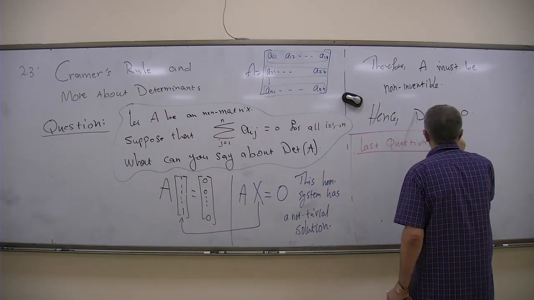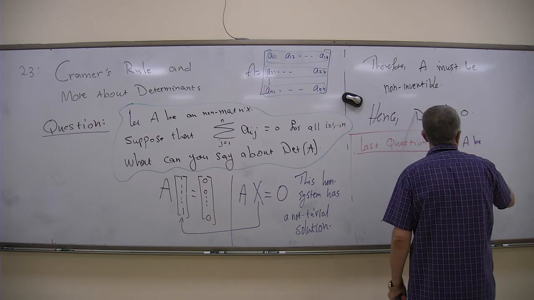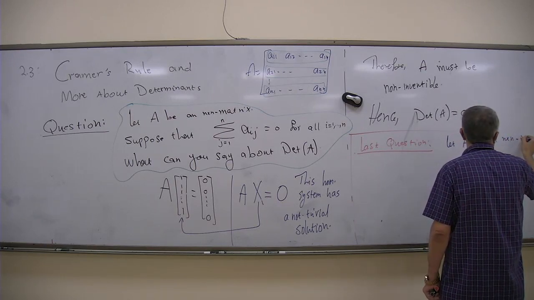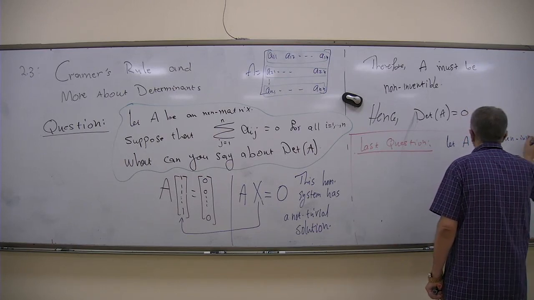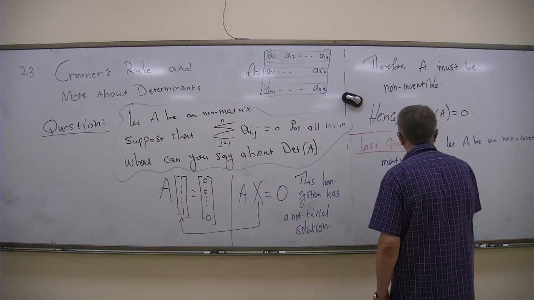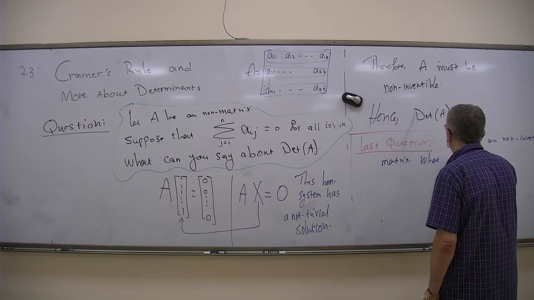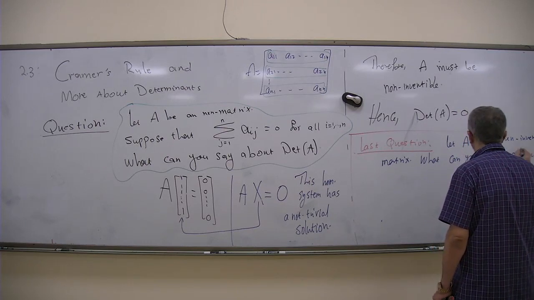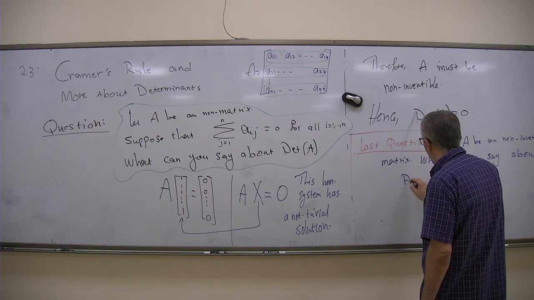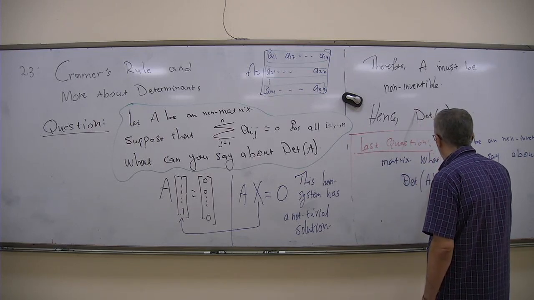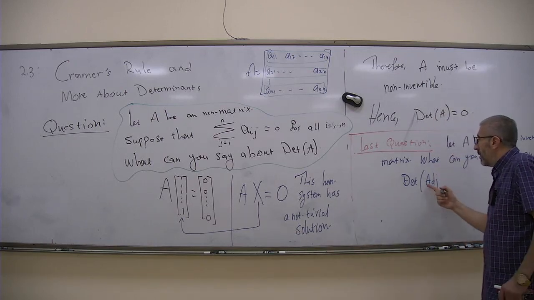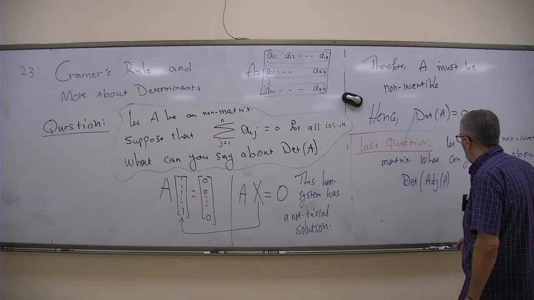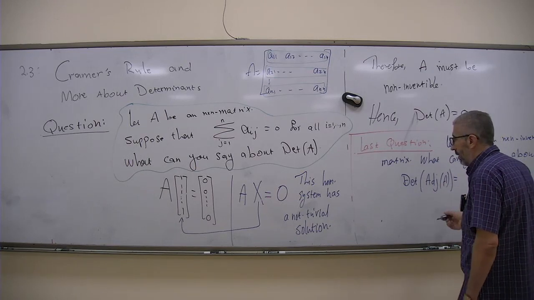Let A be an n by n invertible matrix. What can you say about the determinant of the adjoint? Again, adjoint, sometimes you see it in capital A, sometimes in small a, so that's fine. Adjoint A. What can you say about the determinant of the adjoint of A?